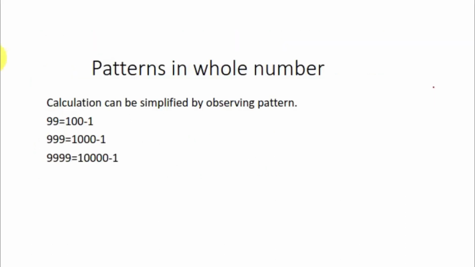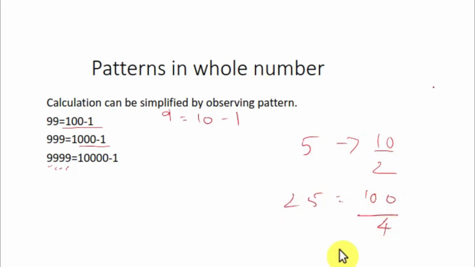Next, patterns in whole numbers. Calculation can be simplified by observing patterns. So 9 can be written as 10 minus 1. 99 can be written as 100 minus 1. 999 can be written as 1000 minus 1. 9999 is 10,000 minus 1. Next, 5 can be written as 10 by 2. 25 can be written as 100 by 4. 125 can be written as 1000 by 8. Just remember this.